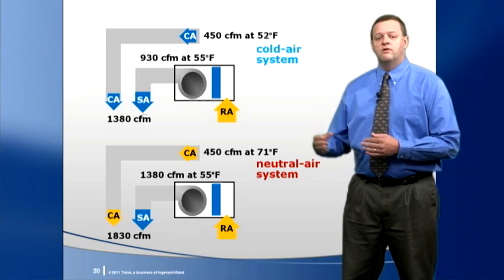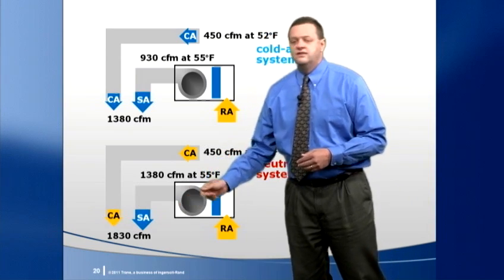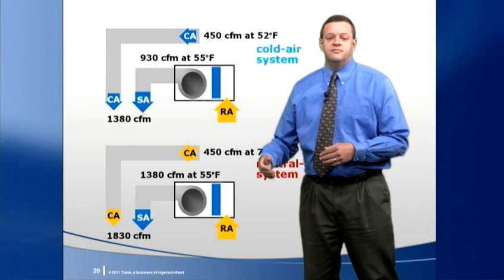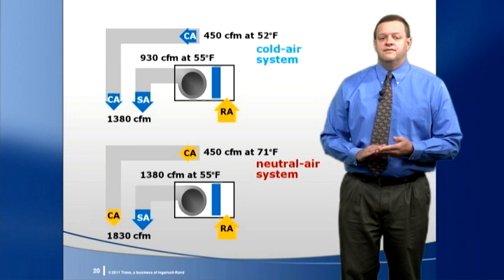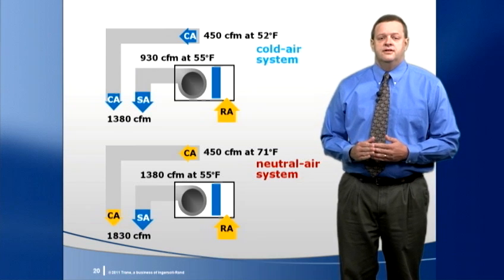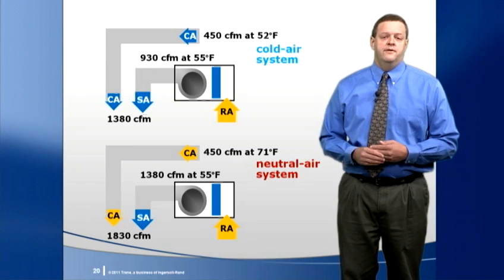The result is more overall airflow, a total of 1,830 CFM in this neutral air system. This means more fan energy. The dedicated outdoor air unit delivers the same airflow in either case, but the local units in the neutral air system need to move more air.